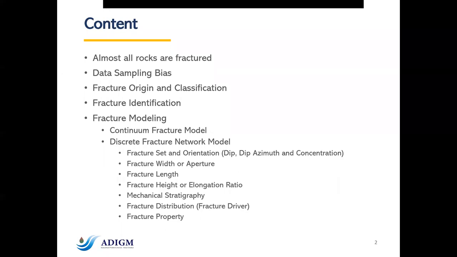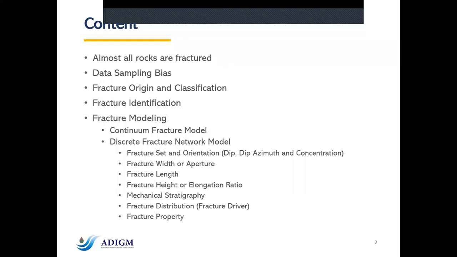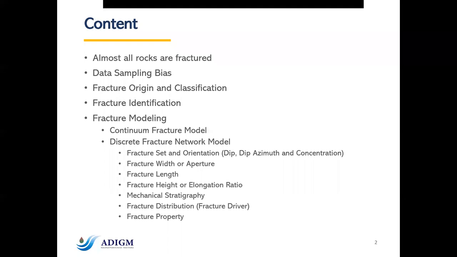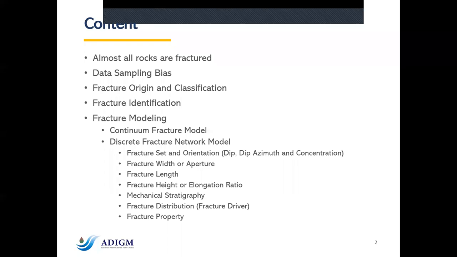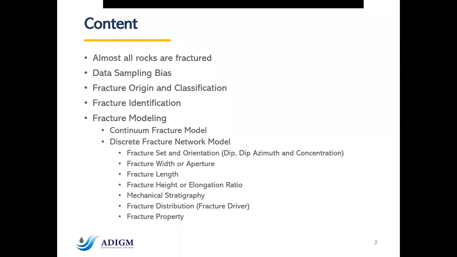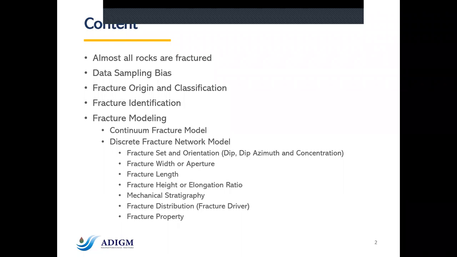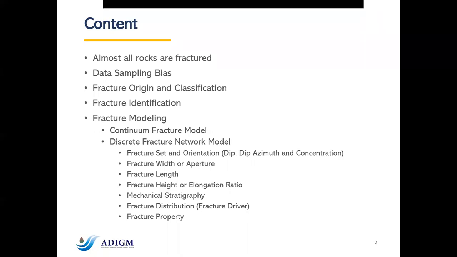The next topic will be fracture data acquisition, which requires proper planning so that we can minimize the bias. This bias commonly comes from acquisition in wells, because the borehole diameter is only 8.5 or 12 1/4 inch, which in comparison with the total reservoir volume is very, very minuscule. We will also discuss fracture origin and classification, and fracture identification from subsurface data, but I won't go into too much detail on this topic. Lastly, how to build a fracture model with two common approaches currently: the continuum fracture model and the discrete fracture network model.